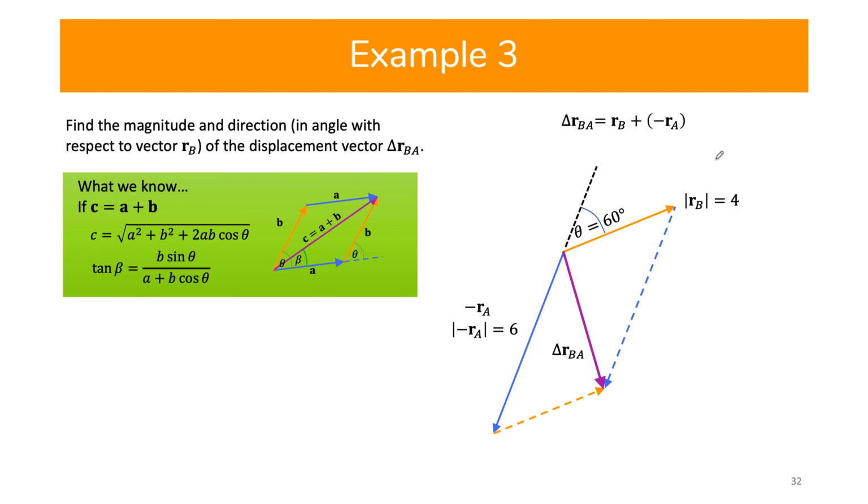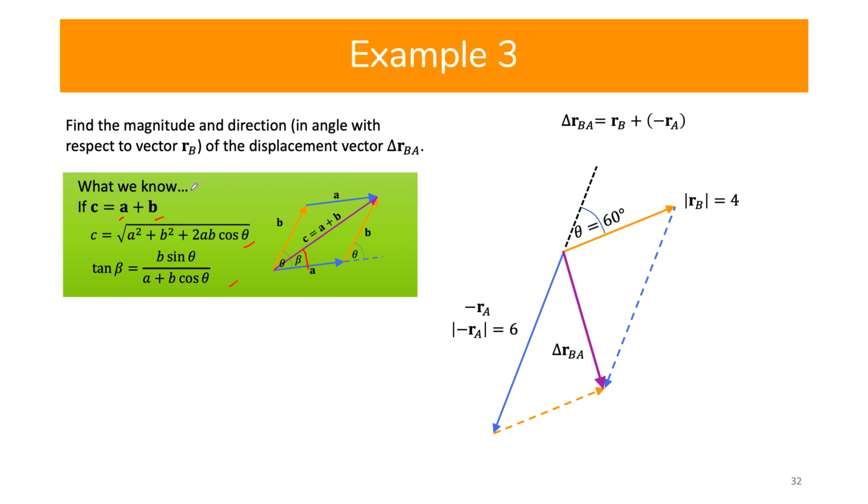Now that we have treated the problem as a vector addition and reformulated it into an addition parallelogram, I think we are ready to find some numbers. Just to recap, this is what we know previously. If we have A plus B equal to C, and we know everything about A and B and how they are oriented with respect to each other, we can find the magnitude of C using this formula, and we can find its direction with respect to this angle, beta, using this formula, right?